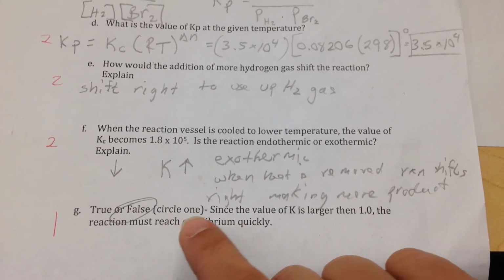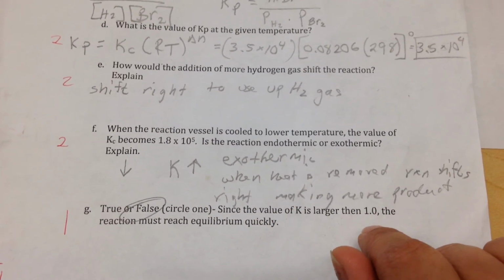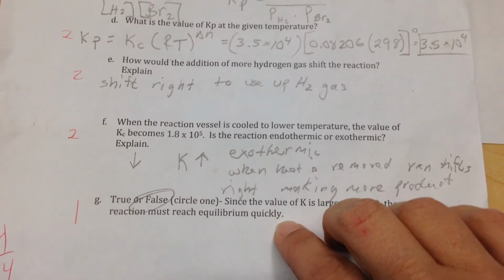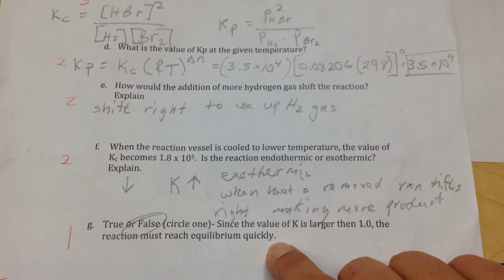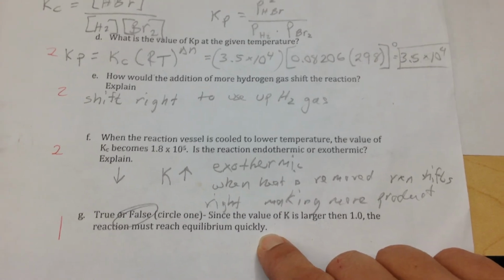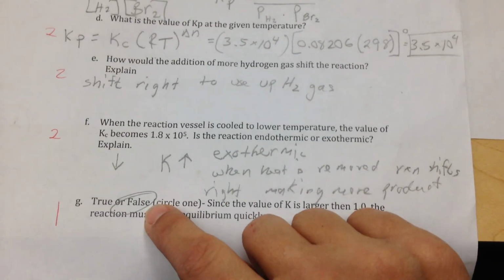And for part G, since the value of K is larger than 1, the reaction must reach equilibrium quickly. No, no, no. Equilibrium says nothing about the rate of a reaction. So that one's false.